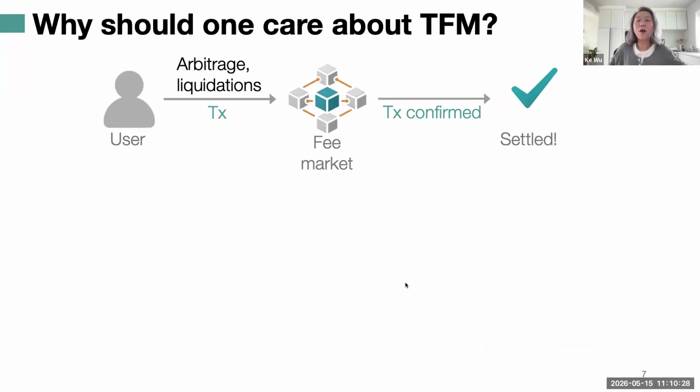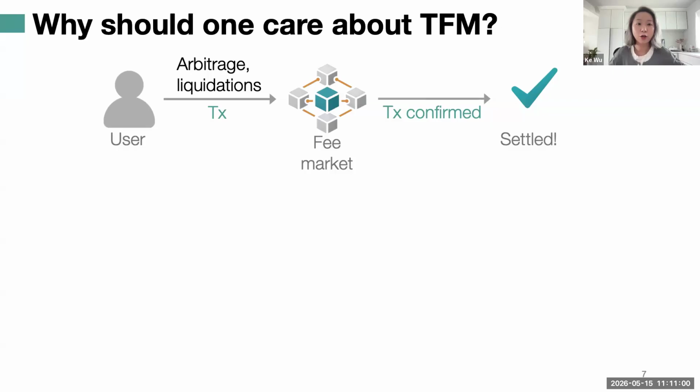So now you might wonder, well, this sounds like something that happens in the really base layer. As a user, why should I care about it? Because as a user, your transactions, maybe your arbitrage transactions, your liquidation bids, have to first go through this fee market, go through this auction to get a space in the block. They have to first be confirmed before they can be executed or settled. And we all know that timing matters for financial markets.